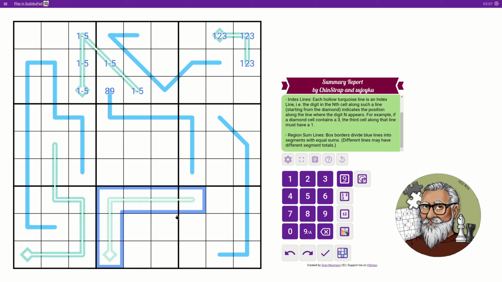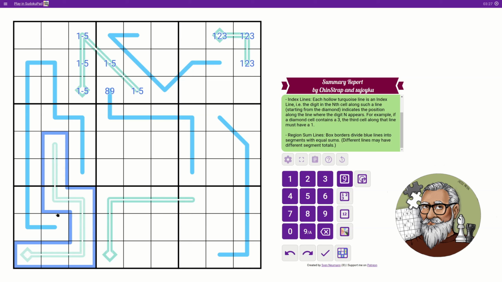Okay. This might be interesting, because we're using all of the cells, and we're using this one twice. So, okay, what's the maximum this could be?